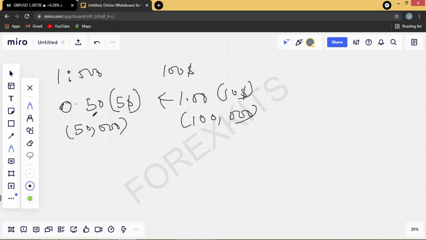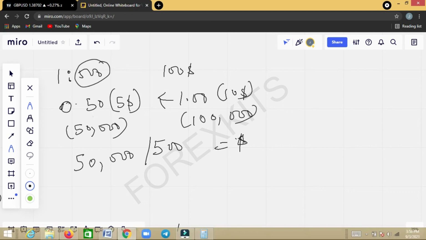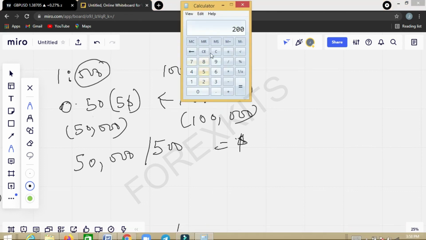So let's go straight into it. To calculate the leverage, all we have to do is 50,000 divided by 500, which is the leverage being offered to us by our broker. Then let's see if we'll be able to get into this trade. So the dollar value, 50,000 divided by 500. Let's see, it's 100.